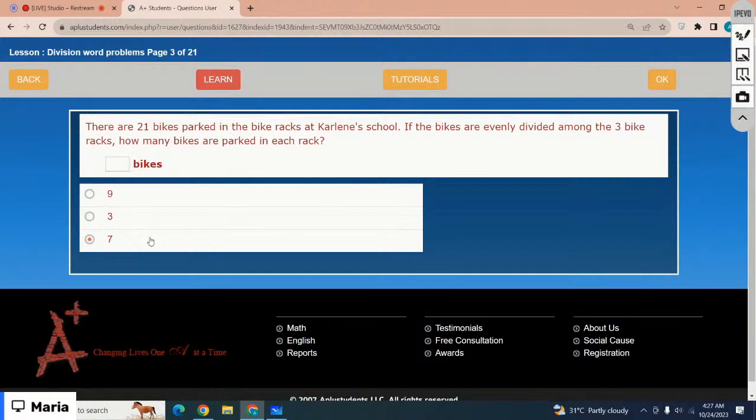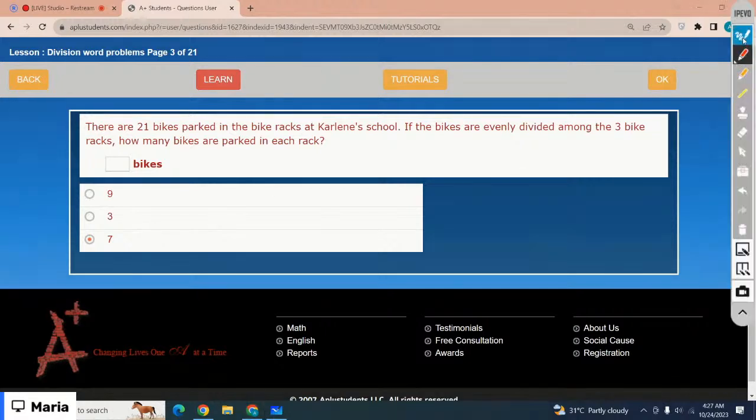You have to divide 21 by 3. Just look at this. You have to divide 21. You need to count the table of 3 until 21. So 3 times what number is 21? 3 times 7 is 21. The correct option is 7.